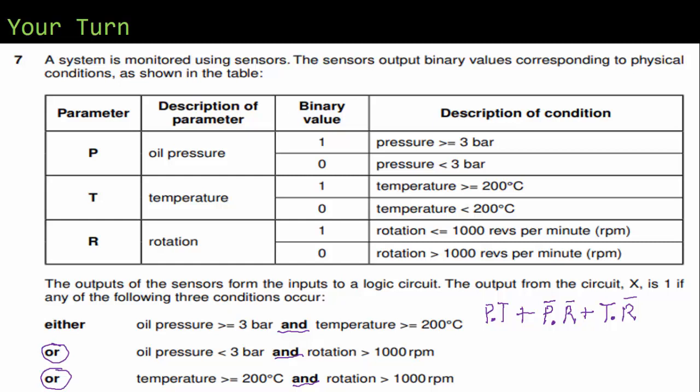Or we can have oil pressure is less than 3 bars. That gives us a 0. How do I represent P as a 0? That is not P. We're going to AND it with rotation greater than 1,000 revolutions per minute. That's a 0. How do we represent R as a 0? That is not R. We want to OR it together with temperature greater than or equal to 200. That's going to give us a regular T, and they want us to AND it together with rotation greater than 1,000 revolutions per minute, and that is going to be a 0 because rotation greater than 1,000 revolutions per minute is a 0. How do I represent R as a 0? Not R. So that is what you should have gotten.